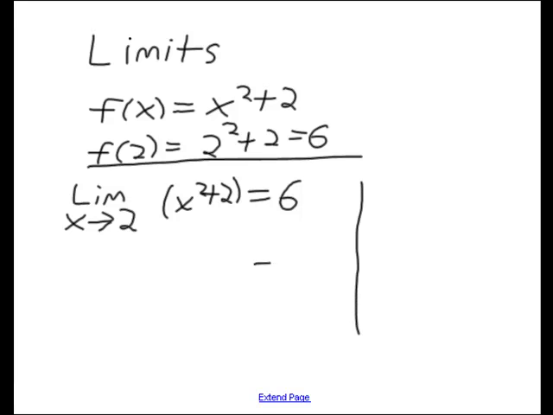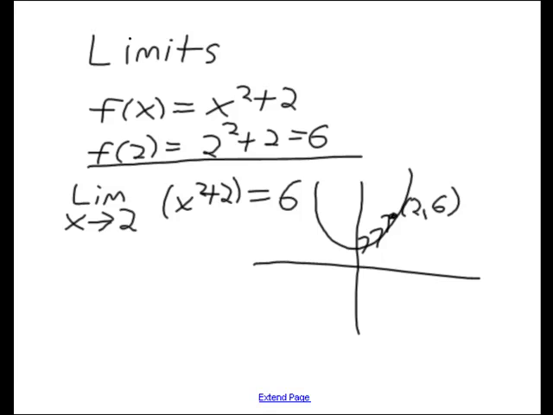And if we think about a graph, x squared plus 2 will be a parabola shifted up 2. It'll look something like that. As x approaches 2, we're saying as we come along this curve, as x approaches 2, at a point around there, what is y approaching? Well, it's 6. And we can apply this quite easily whenever the function's defined there. We just plug the value in and that will be its limit.